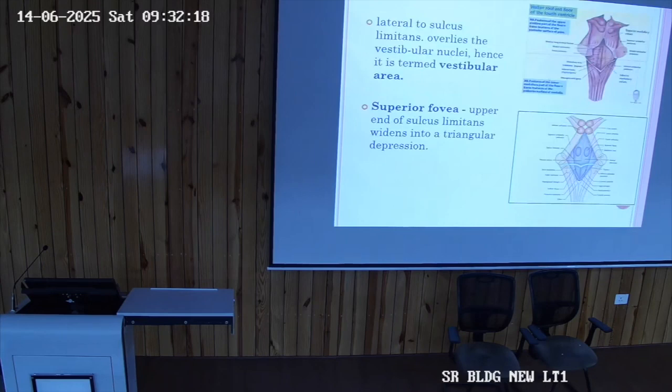Then lateral to the sulcus limitans overlies the vestibular nucleus. What is medial to the sulcus limitans? Facial colliculus. And what is lateral? Vestibular nuclei. So it is termed as the vestibular area. At the superior or upper end of the sulcus limitans, it widens into a triangular depression that is known as superior fovea. There is one inferior fovea also.